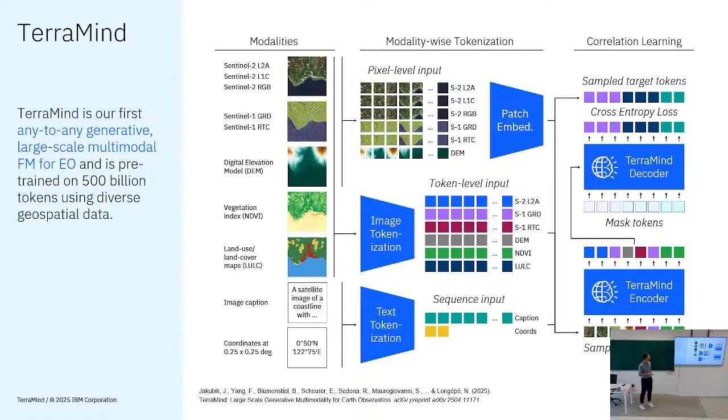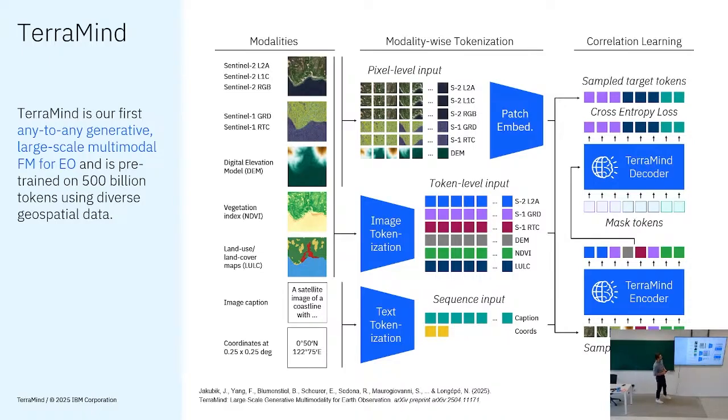So first of all, the modalities that we're using on the left side are optical images and radar images. We also include digital elevation, vegetation data, land use, and then data like coordinates and also image captions. And what's important to understand is that during pre-training, the only task of the model is to translate between modalities. So we show TerraMind optical images, and TerraMind has to generate, for example, radar images from that, or digital elevation images, and so on.